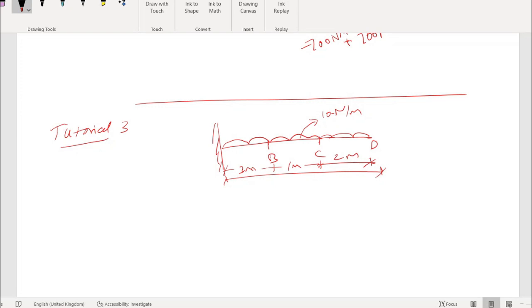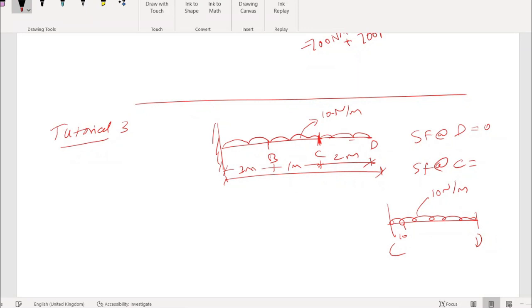Again, shear force at D, all of you know, right? Exactly at D there is nothing because there is no loading, just started. And then moving on to C, shear force at C will be how much? If you want to calculate, this is the UDL between D and C, this is 10 Newton per meter, right? Every meter is 10 newtons.